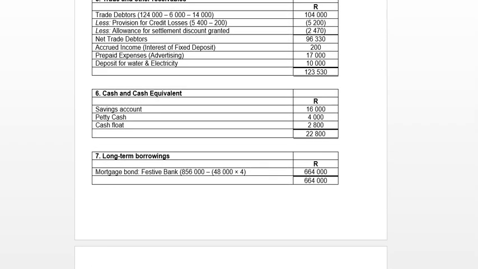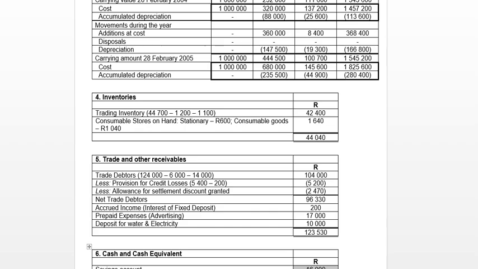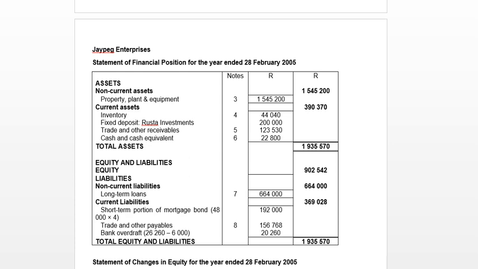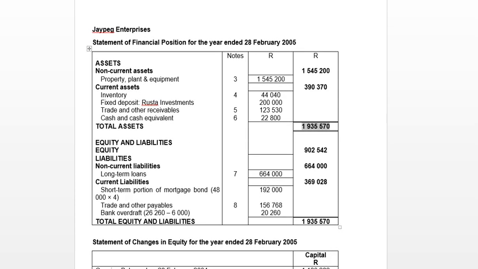So if we just record our cash and cash equivalent, it was our savings account of 16,000 Rand, our petty cash of 4,000 Rand, and our cash float of 2,800 Rand. So in total, our cash and cash equivalent was 22,800 Rand. Okay. And then we also had our fixed deposit from Rasta Bank. So in total, our current assets was 390,370, and our non-current assets was 1,545,200 Rand. So our total assets is 1,935,570.